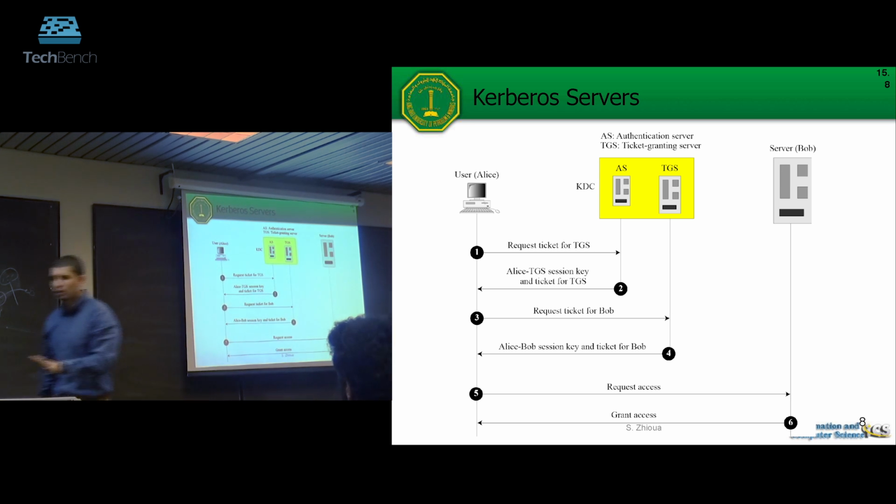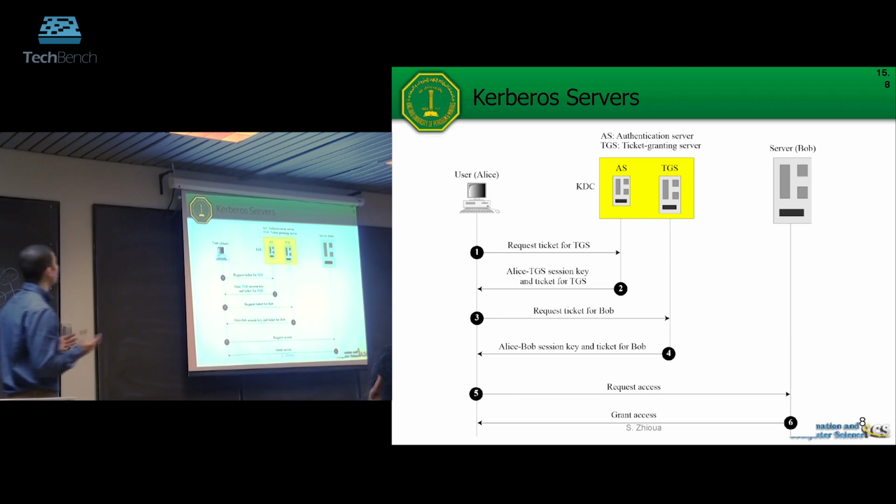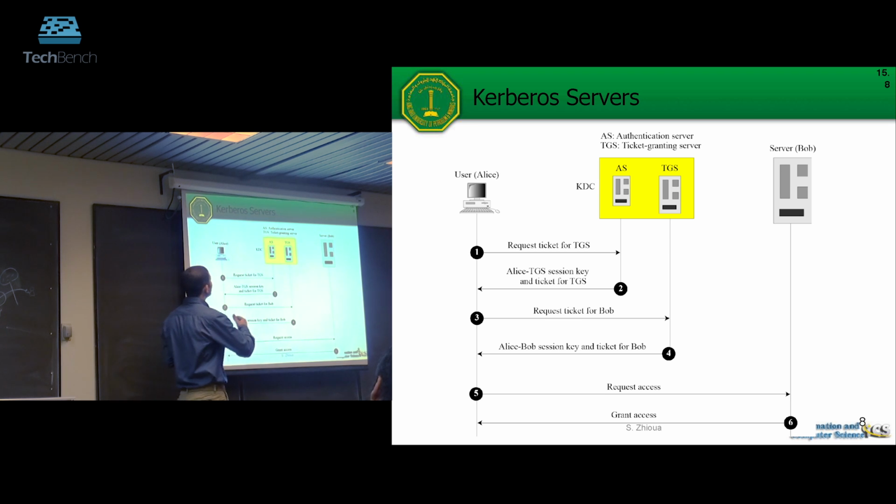So this is just enough, but the details: the authentication server, the ticket granting server. The ticket granting server issues a ticket for the real server. The real server provides services for the user. Here, why do we need two things, the authentication server and the TGS? Why don't we make it one single type of communication?